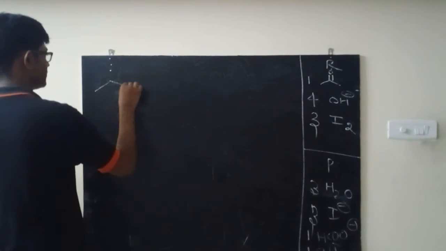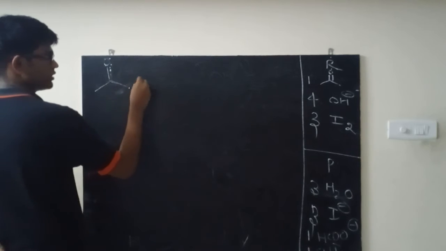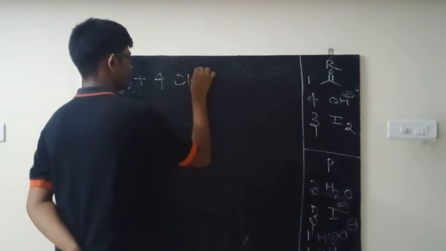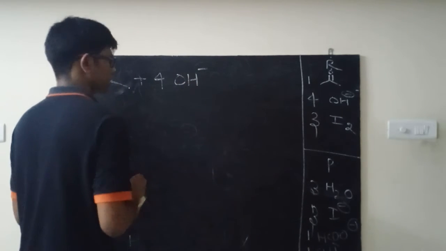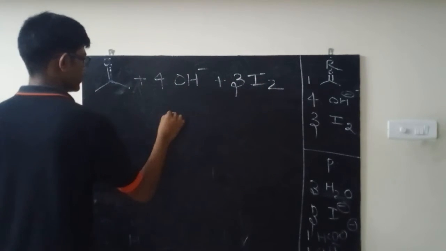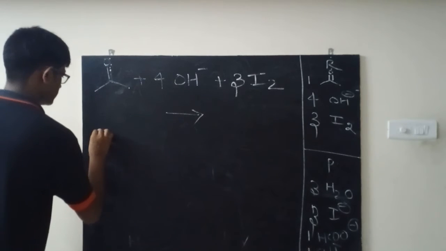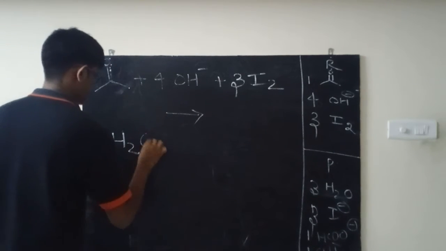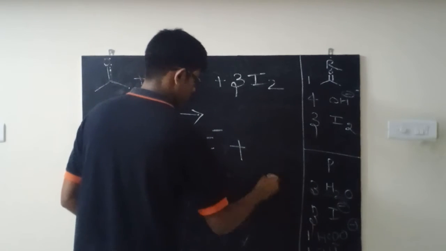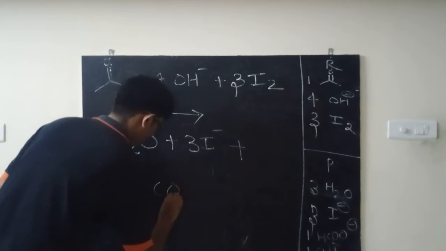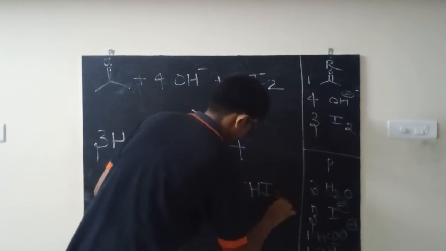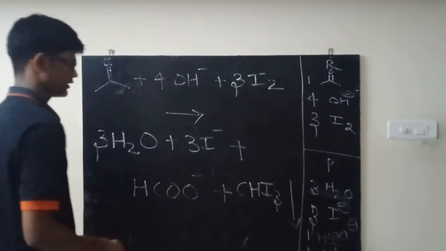Okay, so let me write my balanced equation now. Acetone plus 4 OH minus. I'll keep doing that for now. Plus 3 iodine will give me 3 water plus 3 I minus plus HCOO minus plus CHI3 precipitate. Right? This much is clear?